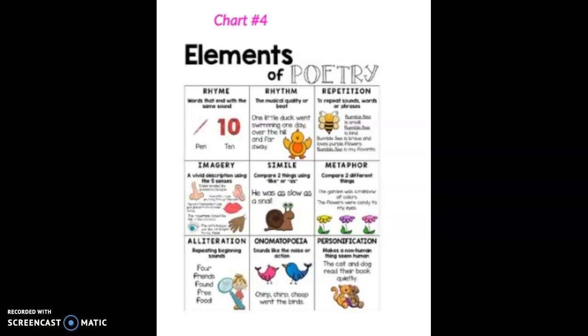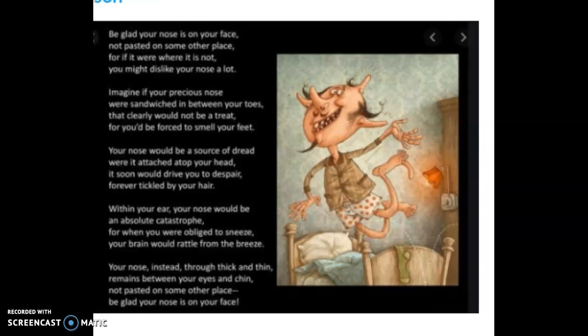And so, I want you to take a listen to this poem that I'm going to read called Be Glad Your Nose is on Your Face. And I want you to see if you can figure out the type of poem that it is and possibly how many stanzas, how many lines you see, are there any refrains, does it rhyme, and does it use any of these elements, okay?